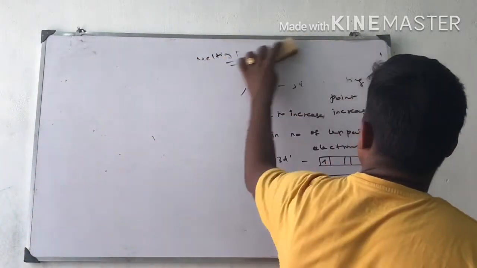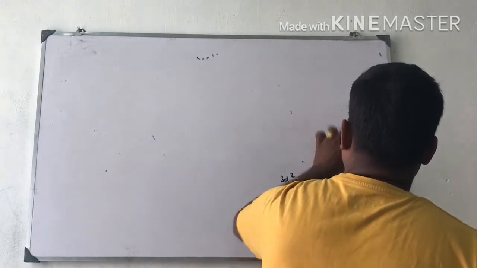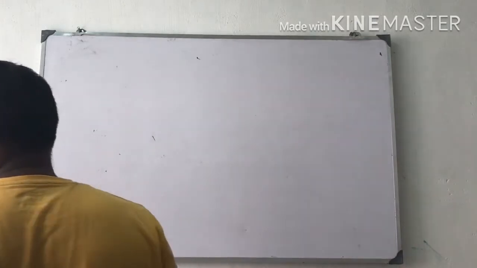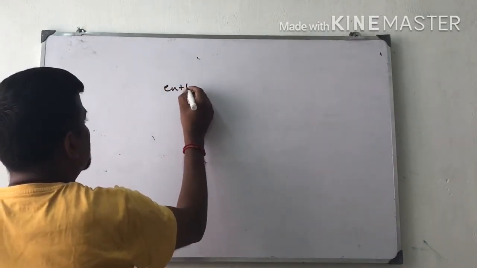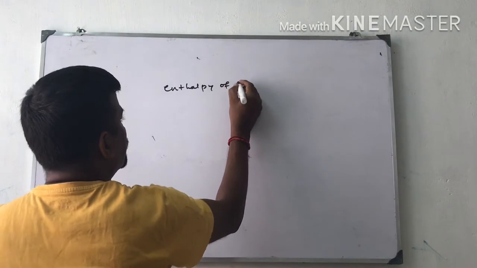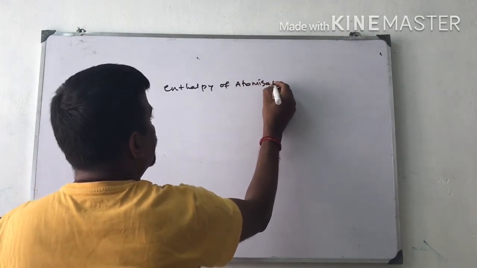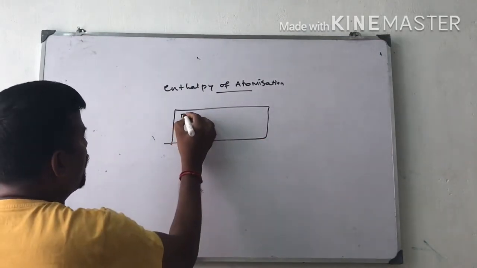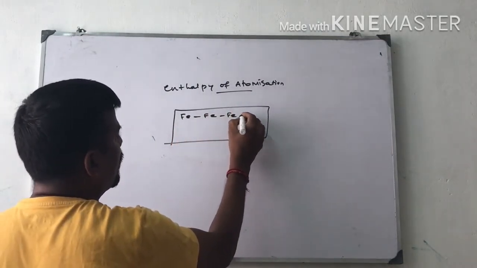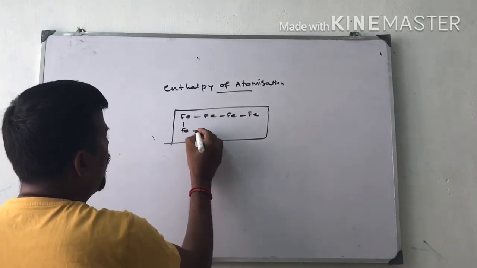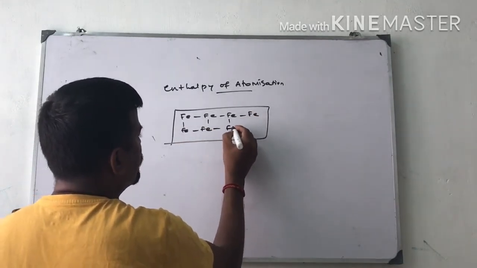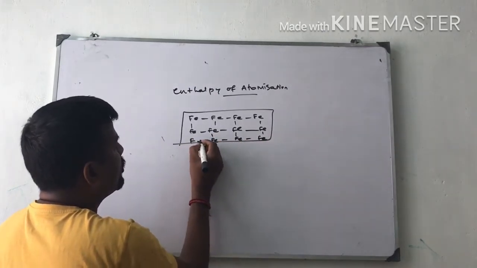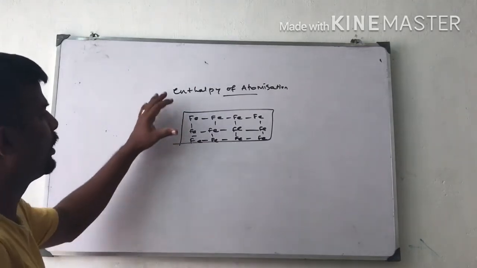Next, enthalpy of atomization. What is meant by enthalpy of atomization? Suppose a metal rod full of iron, with strong metallic bonding between one ion and another ion. Suppose the metallic bond is like this.